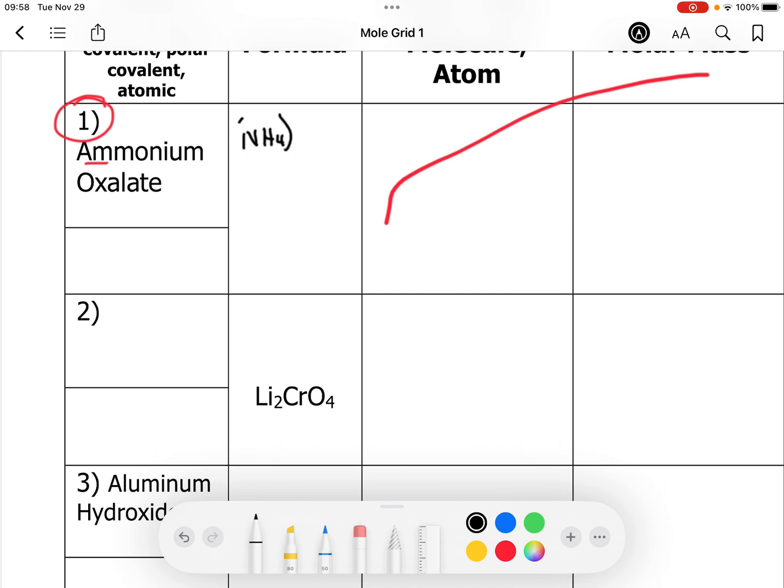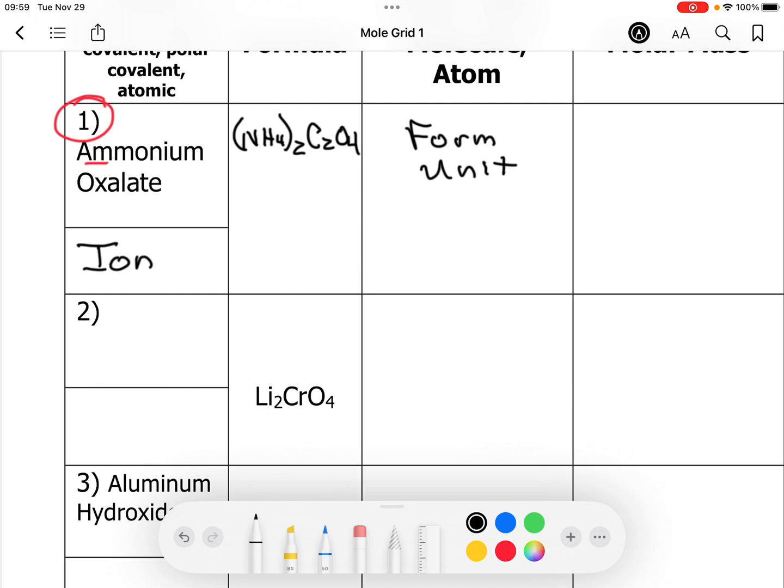(NH4)2C2O4. This is a formula unit. And this is an ionic substance. So far, I don't know if my highlighter works here. These are the 3 things that I've answered so far.